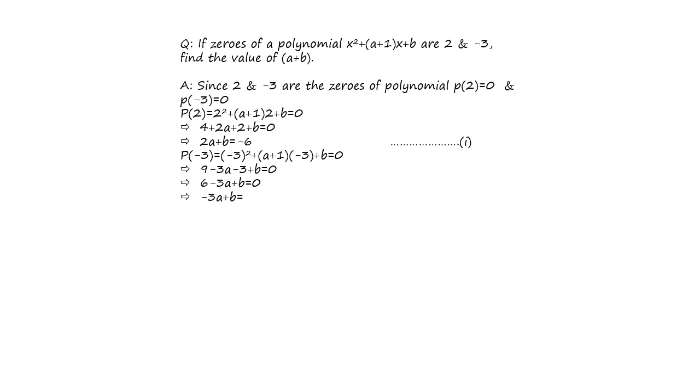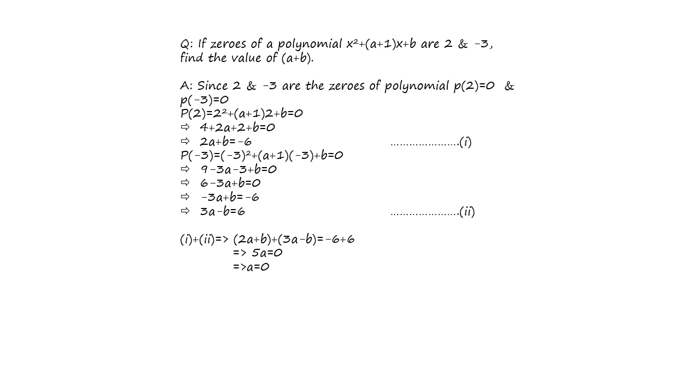Yeah, we're getting 3a minus b equals 6. So we got two equations: equation 1, 2a plus b equals minus 6; equation 2, 3a minus b equals 6. So equation 1 plus equation 2, we are getting 5a equals 0, or ultimately a equals 0.